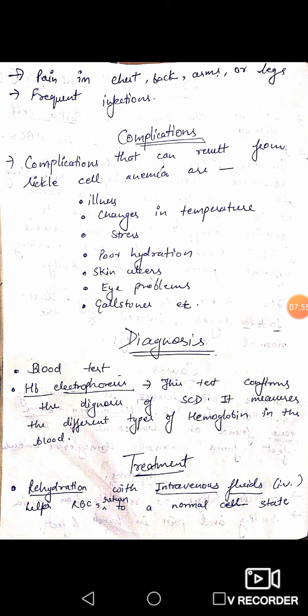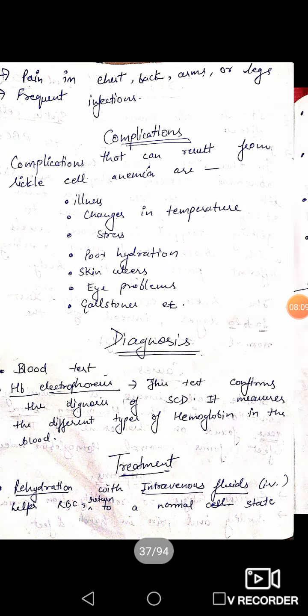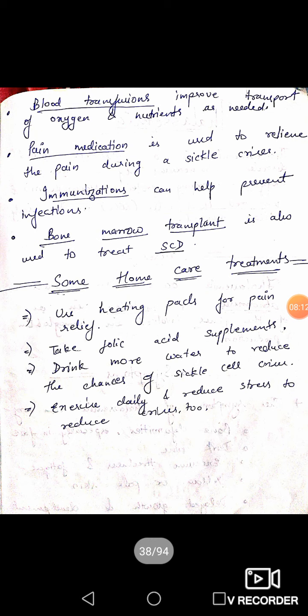Next, treatment. The first treatment is rehydration with intravenous fluid. In short, we can say IV fluids. This helps RBC return to a normal state. Next, blood transfusion. This improves transport of oxygen and nutrients that our organs and tissues need.